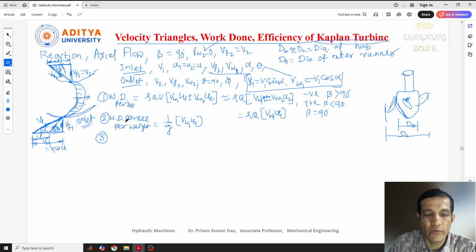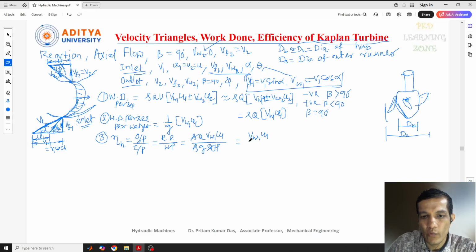The third one: once you calculate work done, we can calculate the efficiency. First we can consider the hydraulic efficiency. Any efficiency we know is output by input. So for the hydraulic efficiency, the output is the runner power, and the input is the water power. The runner power is nothing but work done, so we can write rho Q VW1 U1. Water power is rho g Q H. Now rho Q can be cancelled, and finally we get VW1 U1 divided by gH.